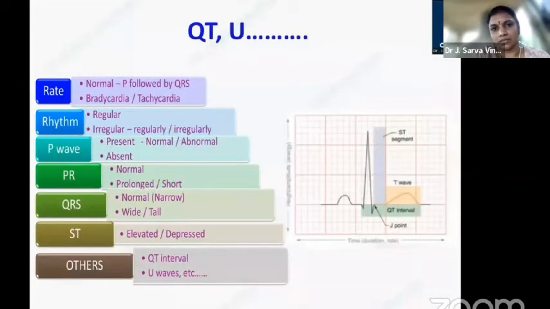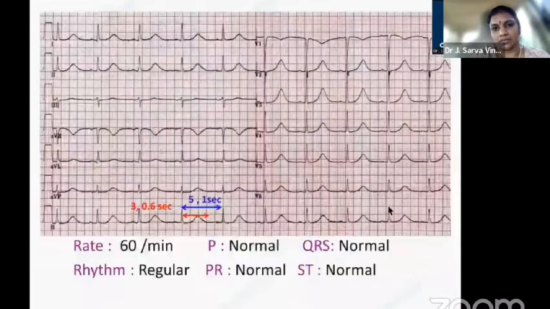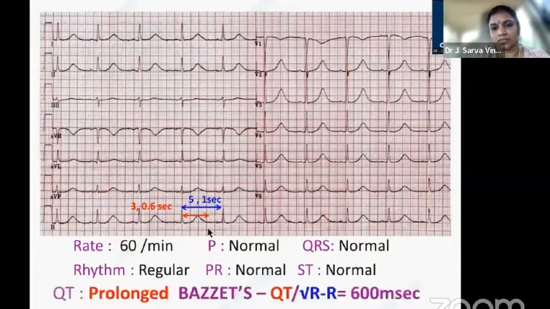Having seen till the ST, the last part will be to evaluate the QT and the U waves. So what do we see here? Here we have a normal P wave, normal PR interval. The rhythm is regular. Everything is fine, but the QT is prolonged. So how do we determine the QT interval? The QT interval has to be corrected to the heart rate. So that is called the corrected QT interval.